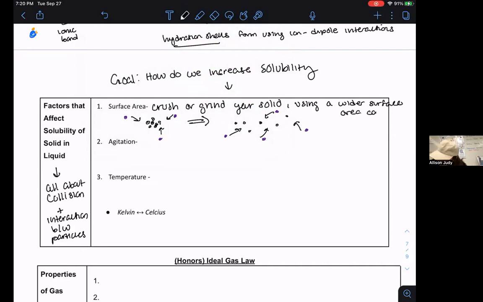Surface area container, right? So why mix two things together in a really tall, narrow cup when you could just mix it in a big old platter? It's really going to increase the likelihood of those particles interacting.